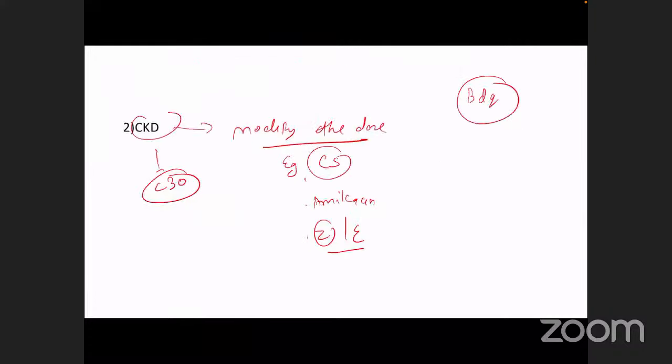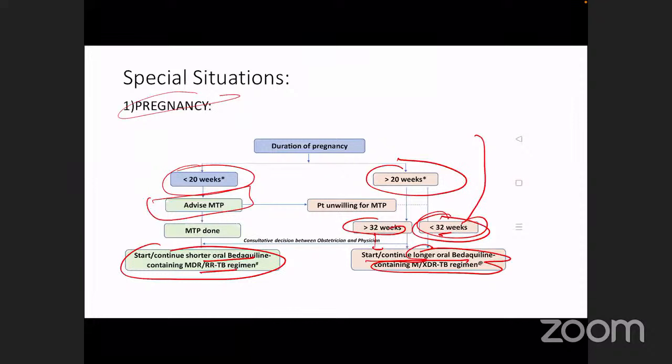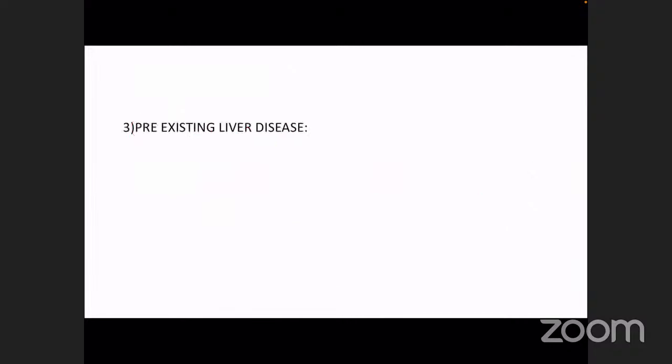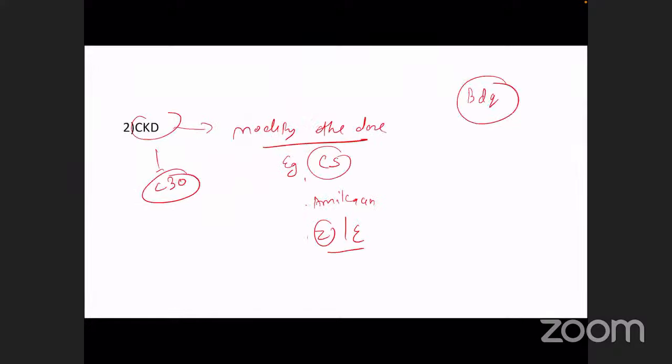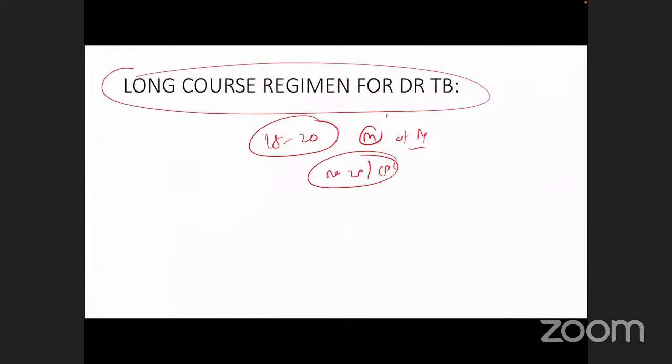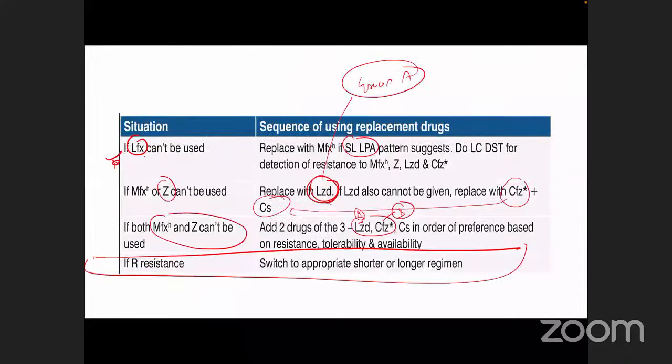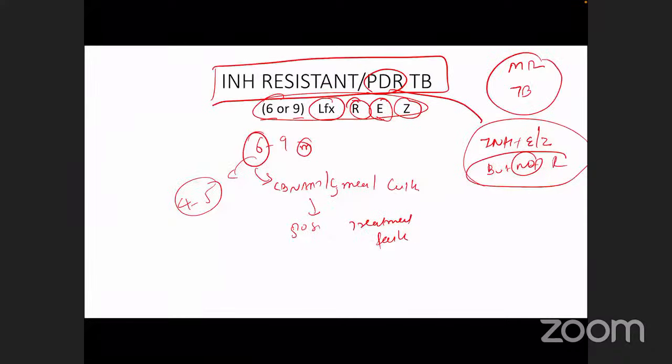And one more question was, PDR has resistance to INH and pyrazinamide or ethambutol, but still the management in the guidelines includes both. Can you explain? No, I just told you. See, this was the regimen for PDR-TB. For PDR-TB, I told you we cannot check ethambutol resistance at all. So ethambutol you are going to use.